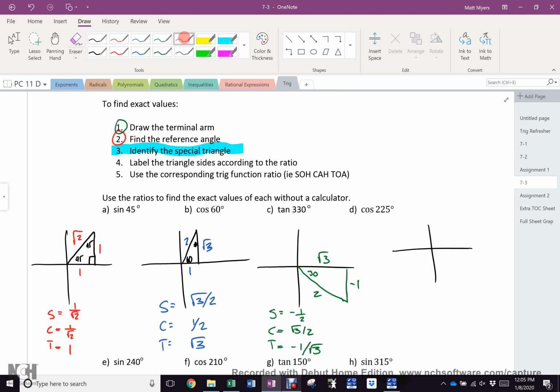What's the triangle we're using in D? 30, 60, 90 or 45, 45, 90? 45, 45, 90. Negative 1, negative 1, root 2. SCT. Yeah? Ease peas, lemon squeezy, right?